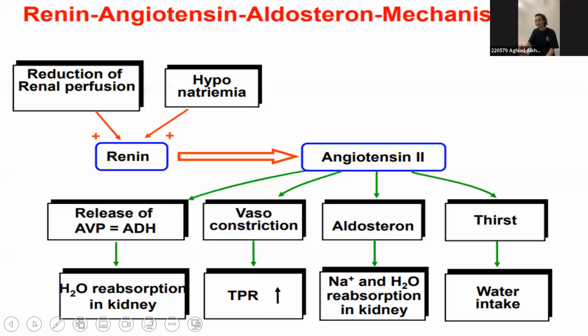All right, cool. So this is the renin angiotensin aldosterone mechanism. So hyponatremia. What does that mean? Let's see, guys, if you guys are focusing. What does hyponatremia mean? It's pretty simple.